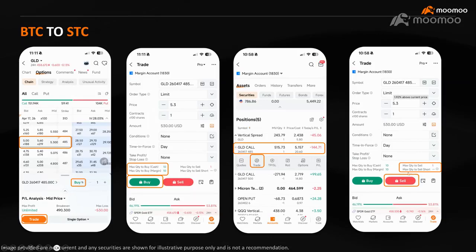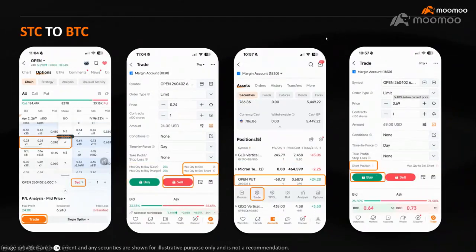They still press sell if they already have a short position. But what if you want to short an option, for example, short open at $6? That means I'm expecting the price will go above $6. So I click on the option, and I make sure that I tap on sell. I click on trade. They will show me the maximum quantity I can sell short. If I want one contract, I just sell.